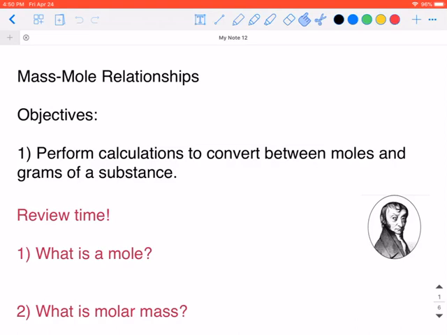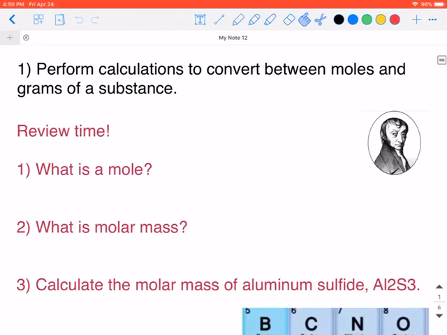So let's review real quick from what you learned in the last video. So what is a mole, right? A mole is an amount. So when we say we have 1 dozen, what would that mean to you? What is a dozen? Hopefully you say 12, right? So when I say I have 1 mole, do you remember what 1 mole equals? It's a pretty cool number.